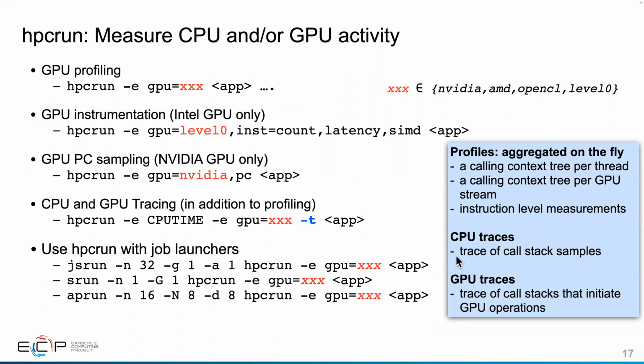We collect CPU traces, a trace of call stack samples. So what we're actually tracing is the call paths where you were interrupted using sampling. And so if a timer goes off and you get interrupted in some routine C when called from B, when called from A, when called from main, then what we're tracing actually is the full calling context where your sample event occurred. And then for GPU traces, we're tracing the call stacks that initiate GPU operations. And you'll see how that works and what that's good for in a few minutes.